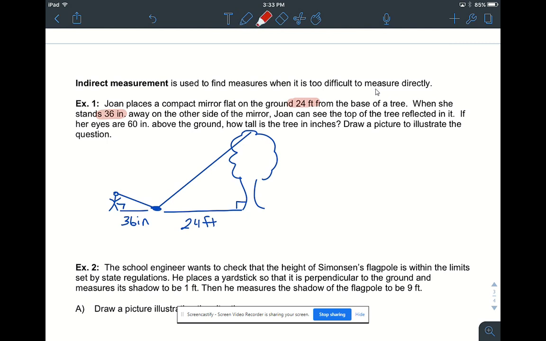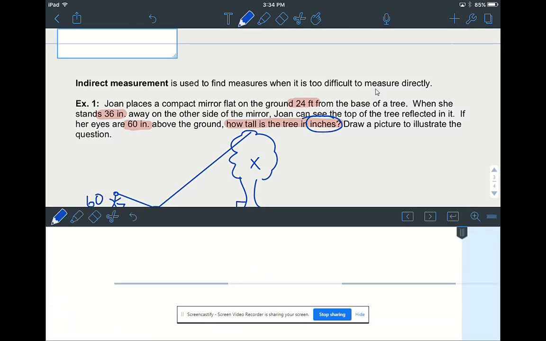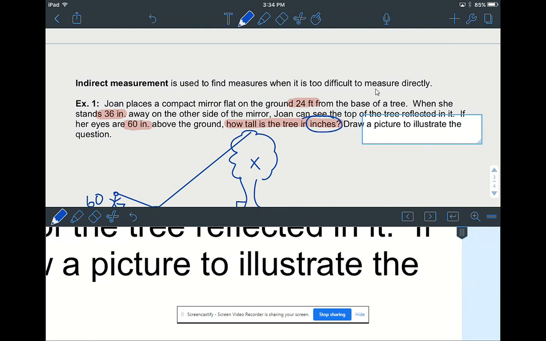If her eyes are 60 inches above the ground, so I'm going to label that 60 over here, how tall is the tree in inches? Please circle that. How tall is the tree in inches? So we're going to put an X here, and we want to know how tall in inches. It also says draw a picture to illustrate the question.